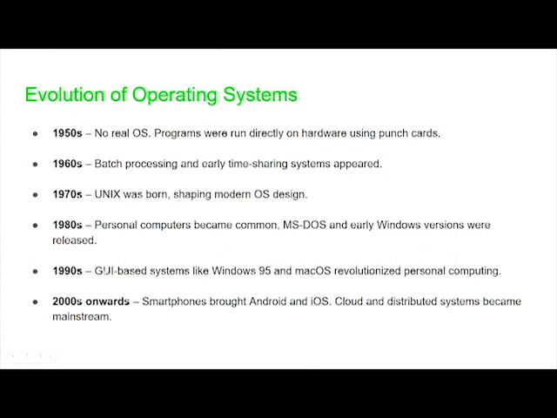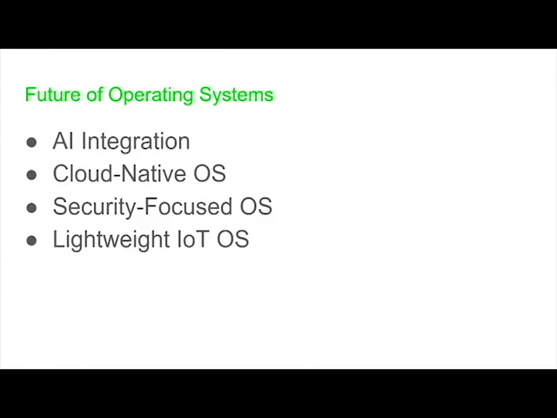In the 1990s, GUI-based systems like Windows 95 and Mac OS revolutionized personal computing. After the 2000s, smartphones brought Android and iOS. The cloud came into the picture, and distributed systems became mainstream. Today, we are moving towards AI-powered systems and edge computing, where the operating system is becoming more intelligent and adaptive.